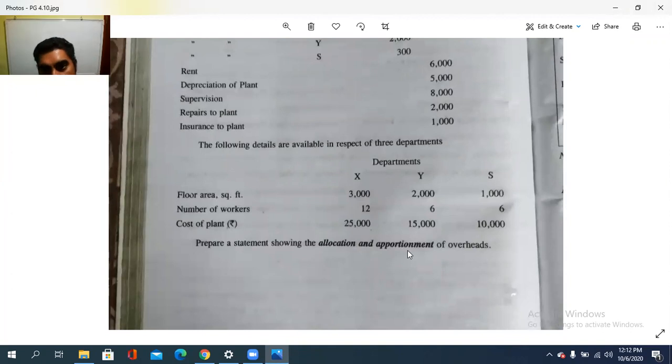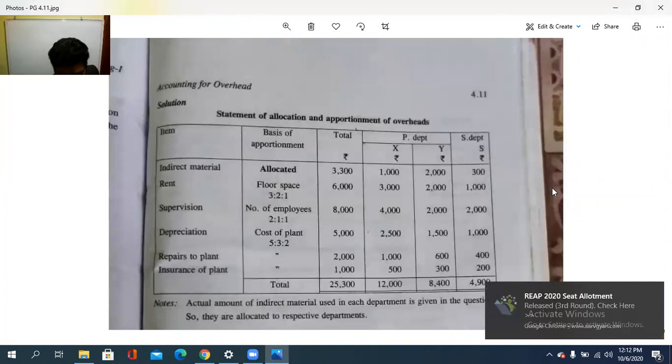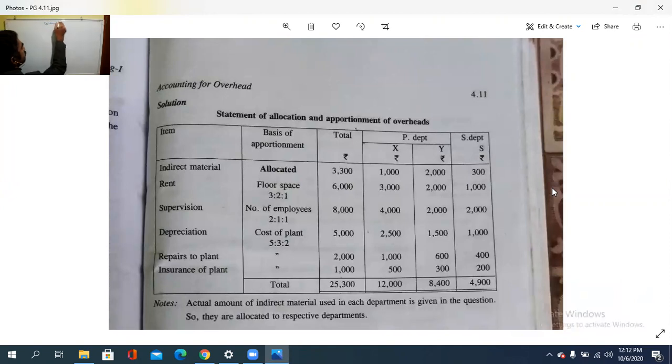So how is this to be done? We will check it. See, the statement of allocation and apportionment. Under that, indirect material is allocated to each and every department. So for indirect material, the basis of apportionment is allocation. Then the total of X, Y, and S departments.